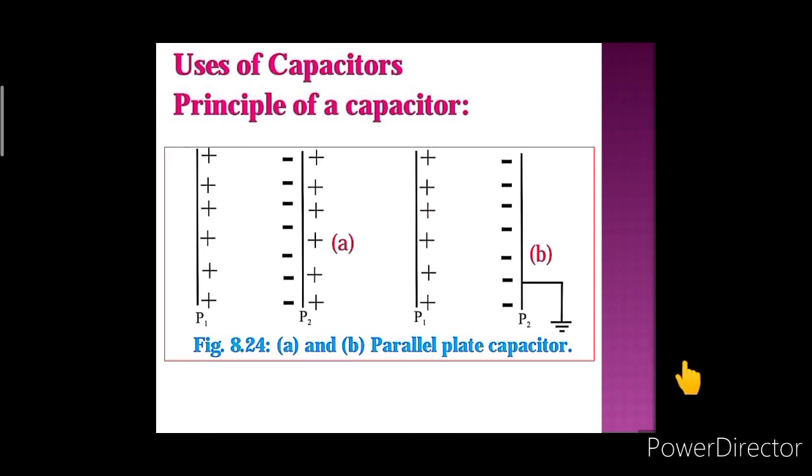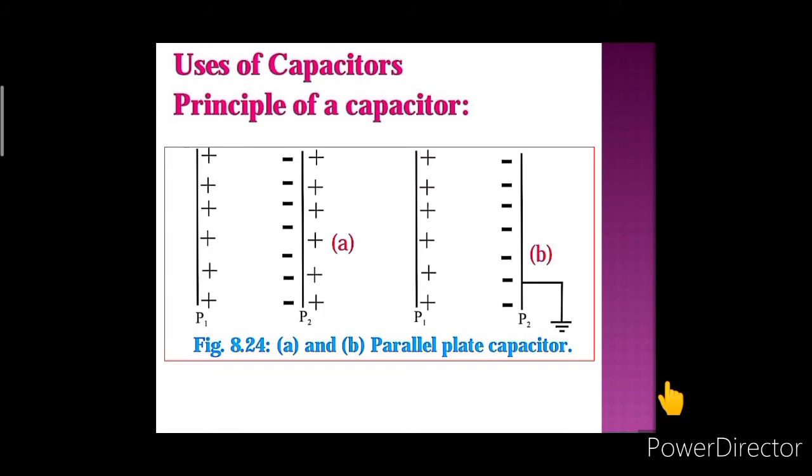Such an arrangement consisting of two identical conductors, one of which is positively charged and the other is earth connected, is called a capacitor. Since the arrangement consists of two parallel metal plates, it is called a parallel plate capacitor. We also have spherical capacitors and cylindrical capacitors, based on the shape of the conductors.